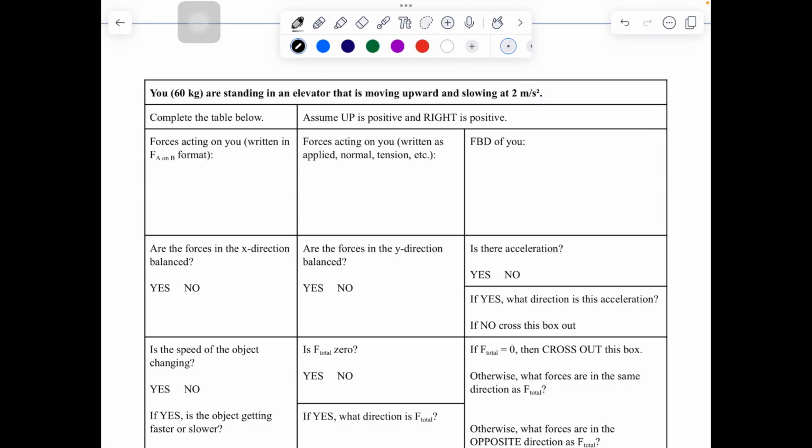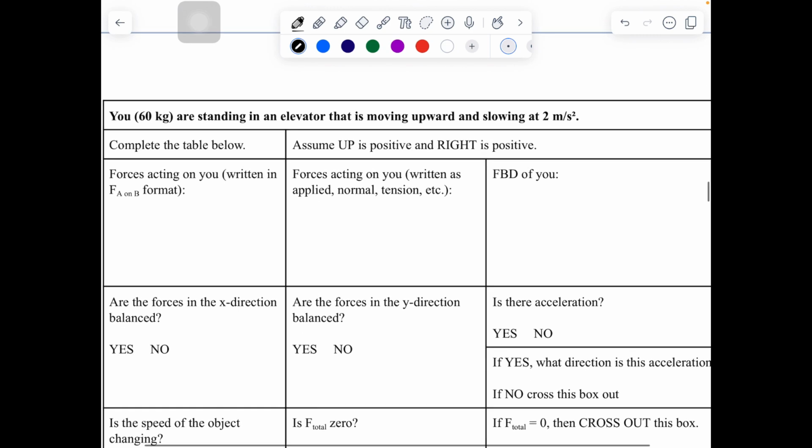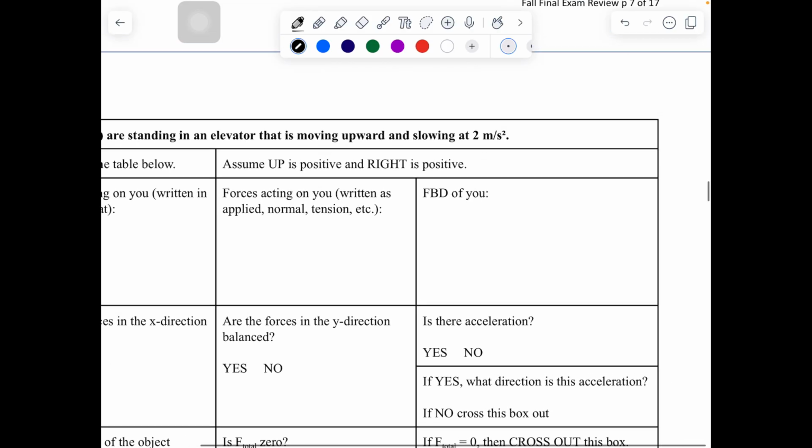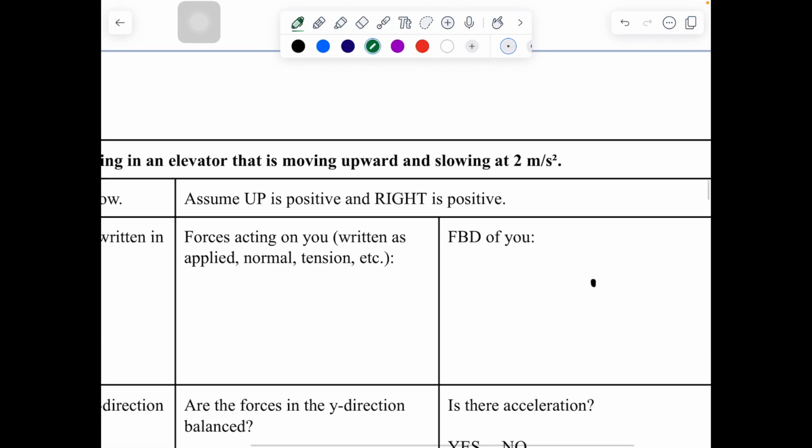Alright, elevator problem. This is where things start getting tricky with our forces. Alright, what forces act on us while we are in an elevator? We're moving upward, we're slowing down. Keep in mind, this is important. Moving upward. Positive velocity.